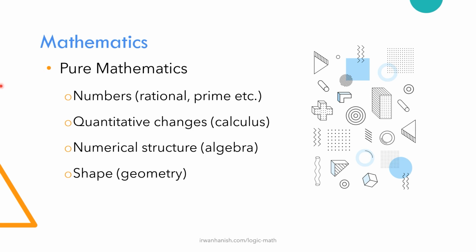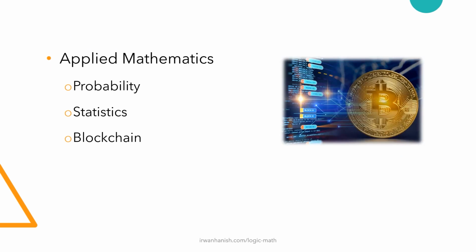In pure mathematics, for example, we can study numbers, different forms of numbers, rational numbers, prime numbers. Also, we can study quantitative changes, which are movements in numbers. For example, in calculus, we can also study the structure of those numbers. For example, in algebra, and we can study geometry to analyze abstract shapes and their properties. So all these are included in pure math. And from that pure mathematics, we can derive many applications. Examples that immediately come to my mind are probability, statistics, and blockchain technology.